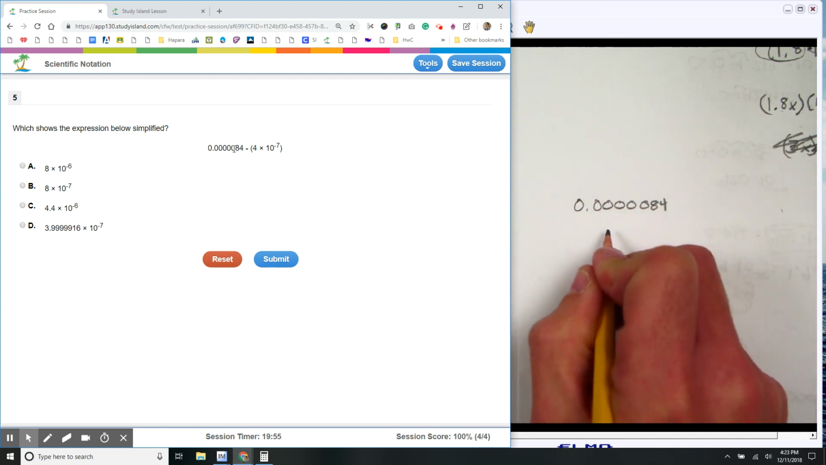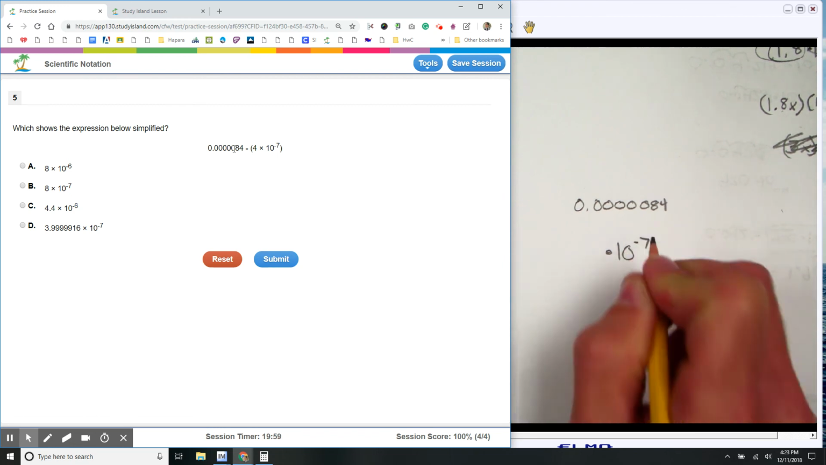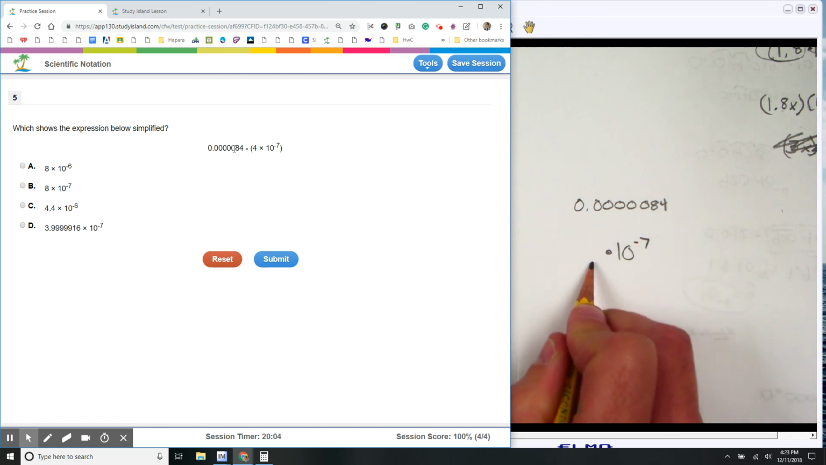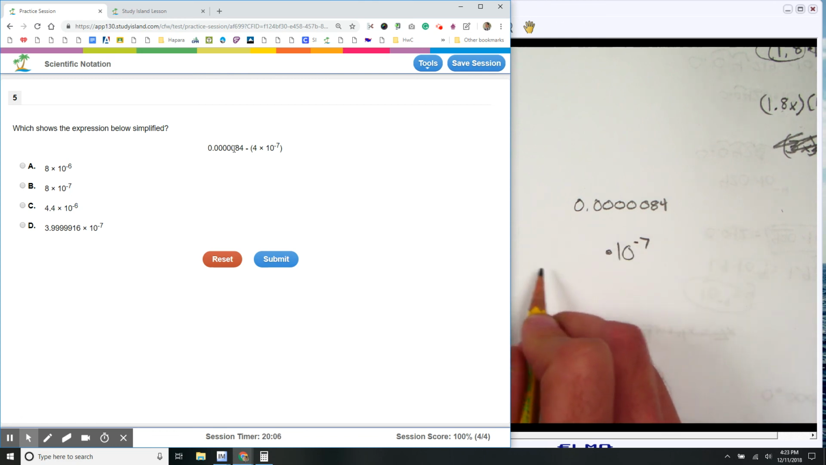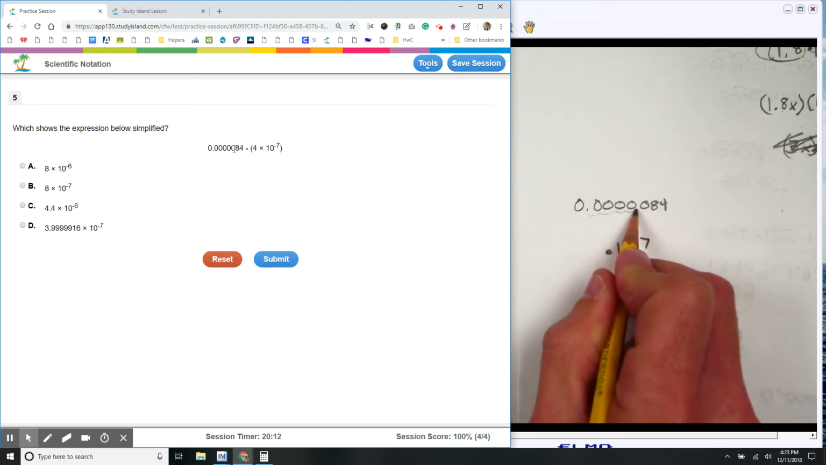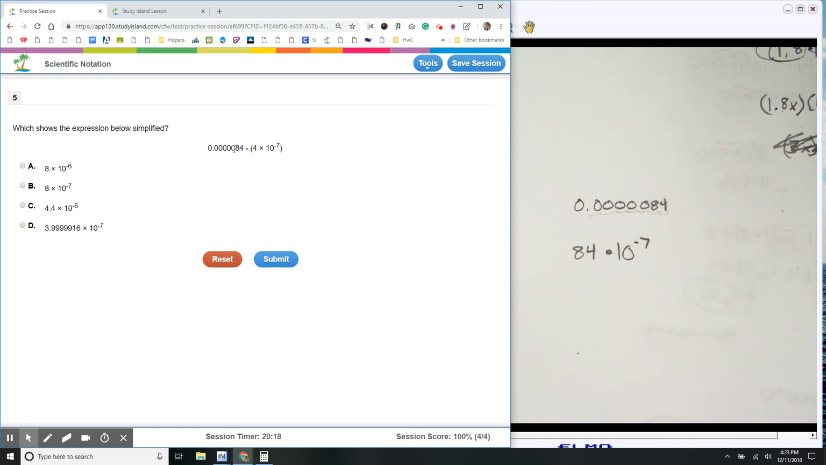And I want to make that equal to something times 10 to the negative 7th power. So something that when I multiply it by 10 to the negative 7th power, that's moving the decimal place 7 times to the left. So figure out what it is by moving this 7 times to the right. So we have 1, 2, 3, 4, 5, 6, 7. So the answer is 84 times 10 to the negative 7th.